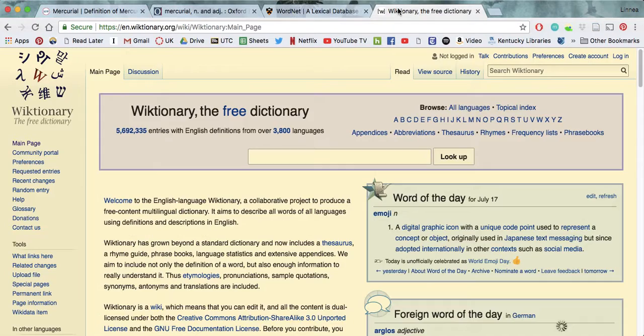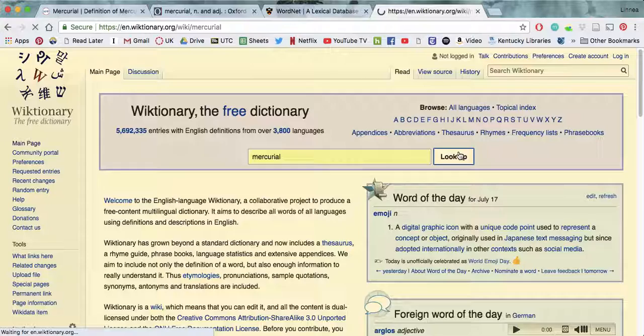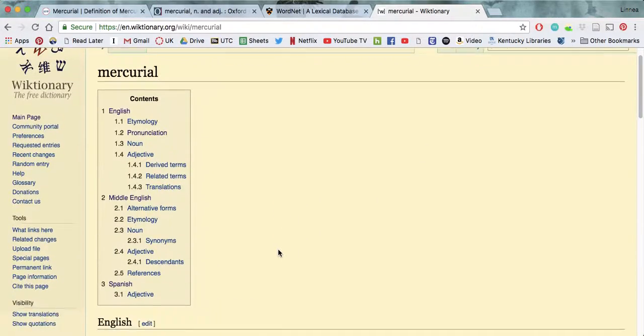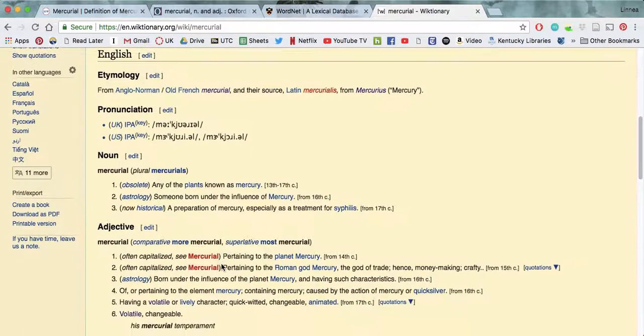Now, if we go to the web, we can see Wiktionary, which is the free dictionary, related to Wikipedia. And like Wikipedia, it's a very helpful source, but it can be edited by anyone, so it's important to verify the information. The layout of Wiktionary is sparse but clear. We have the etymology first here, then the pronunciation, and our 2 parts of speech.